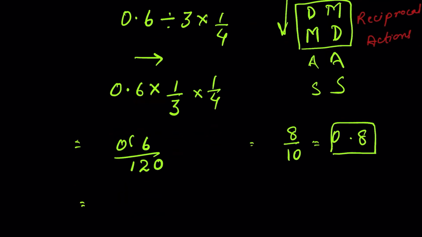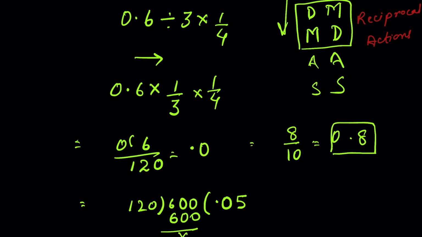We can write it in decimal form. So it will be 6 divided by 120. Not divisible, 6 is smaller. So we write a decimal and give 1 0. Again 60 is less than 120. Again give 1 0. Write 1 0 here. Now 12 times 5 is 60. So 120 times 5 will be 600. So this will be equal to decimal 0.05.